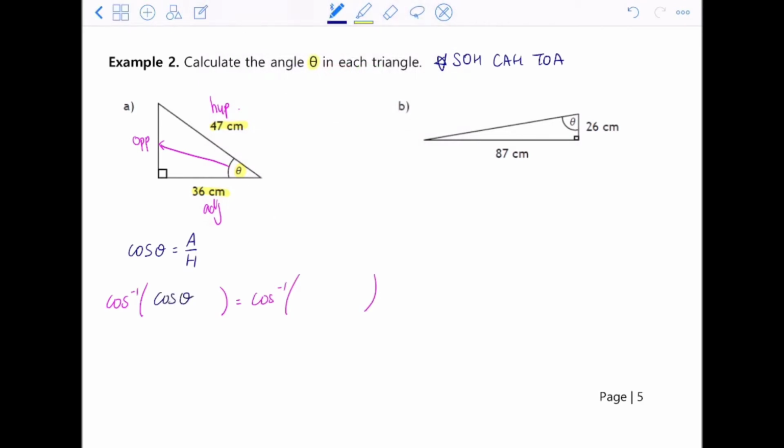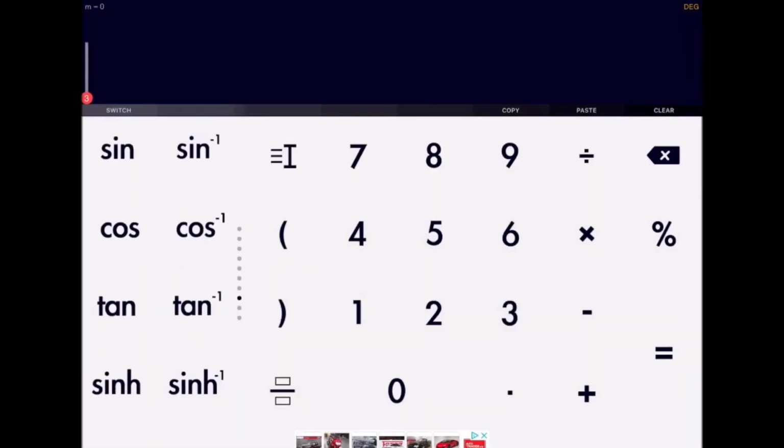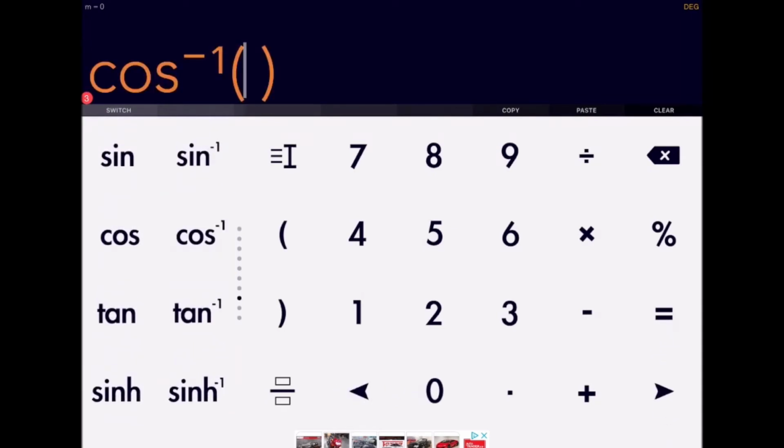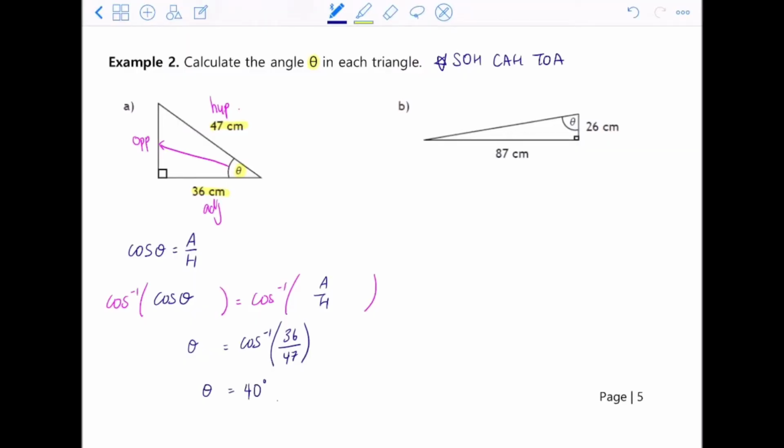So cos of theta equals A over H. Let's take a look. The left hand side becomes theta and the right hand side becomes cos inverse of adjacent 36 over hypotenuse 47. So cos inverse of 36 divided by 47 equals 40.01. That equals 40 degrees. And again, double check if your calculator is in degree mode.